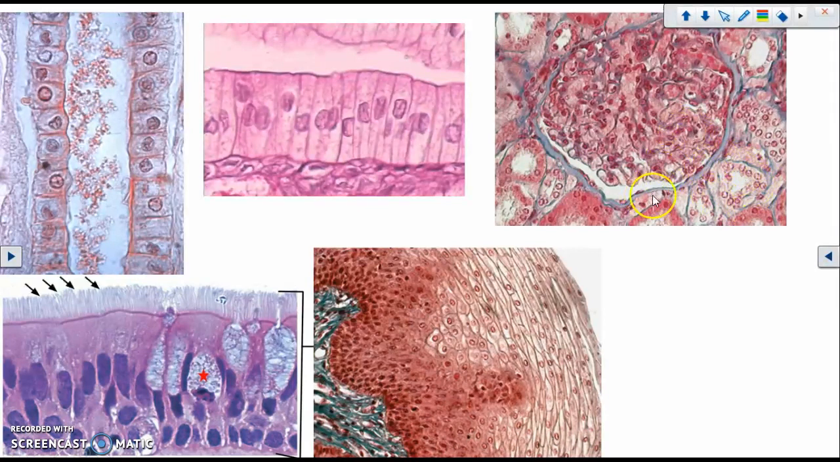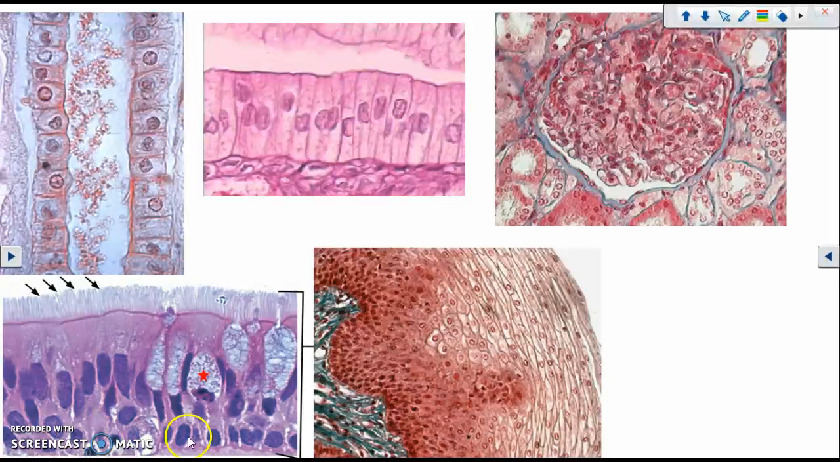And here, folks, this is also epithelial tissue. They're flat. They're a single layer. That is called simple, meaning one layer, squamous, meaning flat, epithelium. Here you can see that they're flat, but there are multiple layers. This is called stratified squamous epithelium.